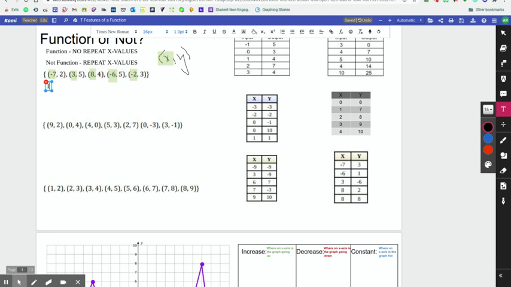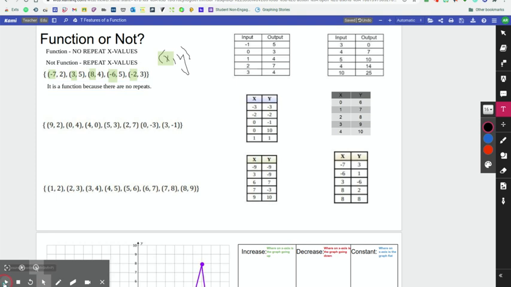No. So I'm going to write it is a function because there are no repeats. Okay? It is a function because there are no repeats. Let's look at the next example.